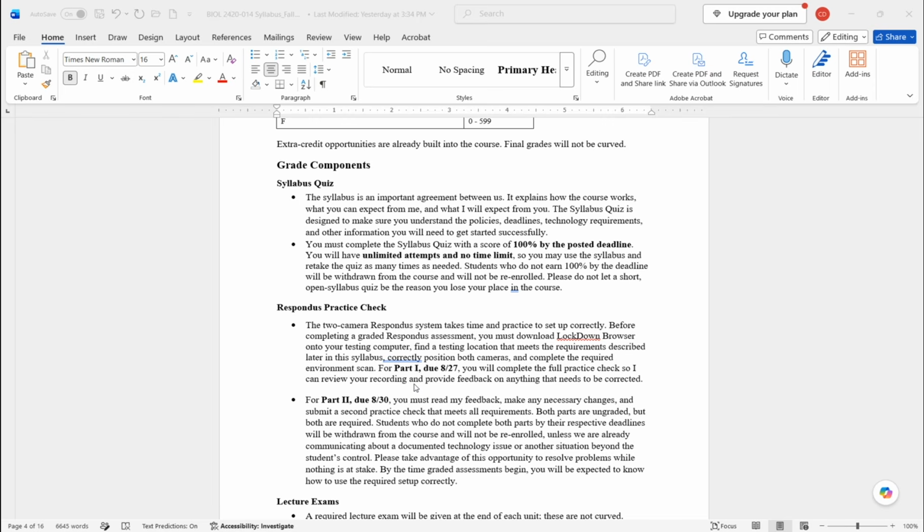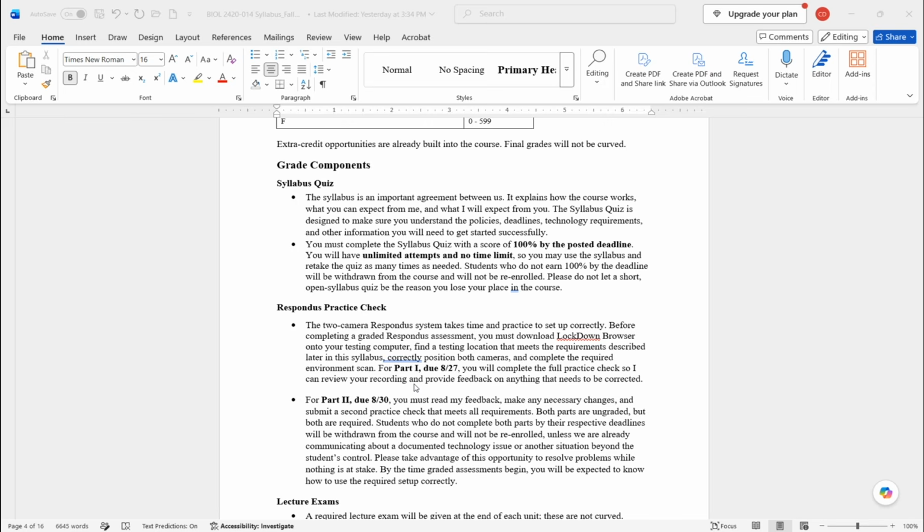So I'm going to give you feedback. You're going to go in, look at the feedback, and then do the assignment again, incorporating that feedback. The goal is that by the time you're done on August 30th with this Respondus practice check, you will know exactly what to do for this process.